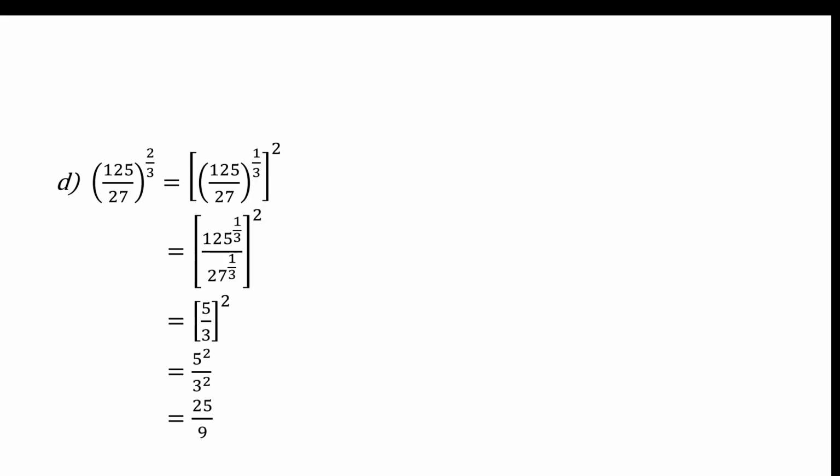Now, what if we had 125/27 to the 2/3? Well, this would be the same as 125/27 to the 1/3 and then squared. Notice how we took that 2/3 and made it a 1/3 and then a squared. Well, 125/27 to the exponent 1/3 is the same as 125 to the 1/3 over 27 to the 1/3.